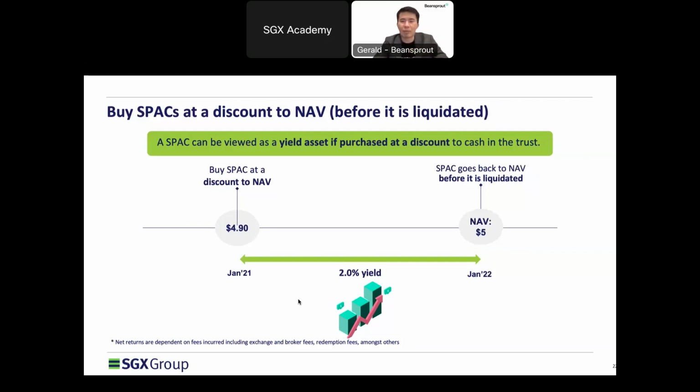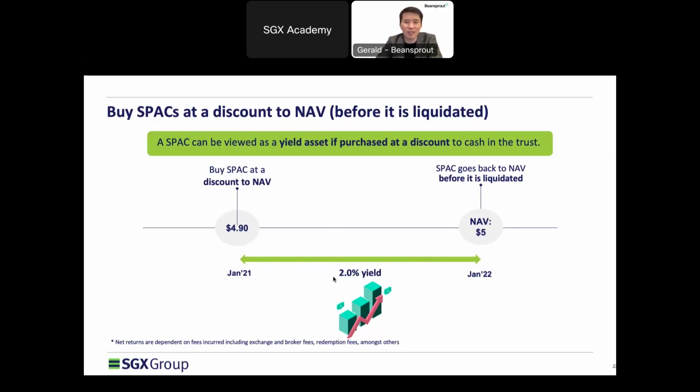The other way that we can think about it is in the scenario in which it is liquidated. So for example, if the NAV is at $5 and the SPAC is now trading at a discount to NAV at $4.90, by holding on to the SPAC over this one-year period, even if they do not actually make a business combination and it does not go up to $5.15, because the cash is held in the escrow account, I know that the NAV is $5. Then in the event that it is liquidated, the unit holders will get back this $5, and over this 12-month period, I would have earned for myself a 2% yield.